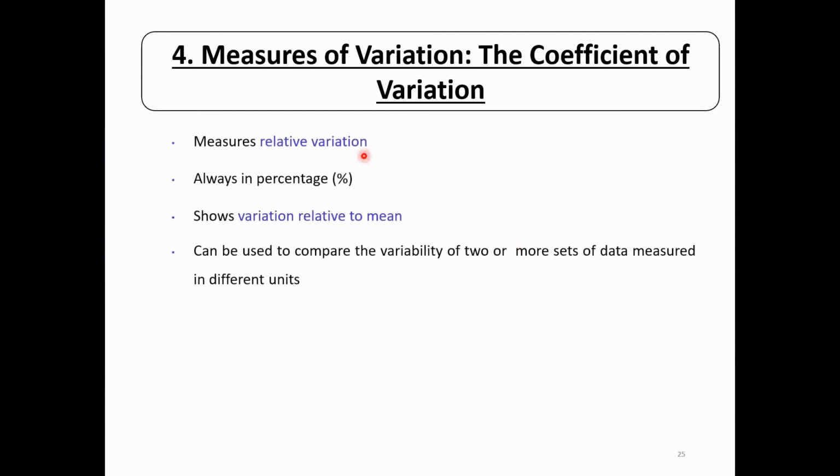The fourth measure of variation that we are going to look at is called the coefficient of variation. What does this do? This measures the relative variation. What do I mean by relative variation? It shows the variation relative to the mean. That means you calculate the standard deviation, and the coefficient of variation gives you the standard deviation relative to the mean value. Let's have a look at an example.